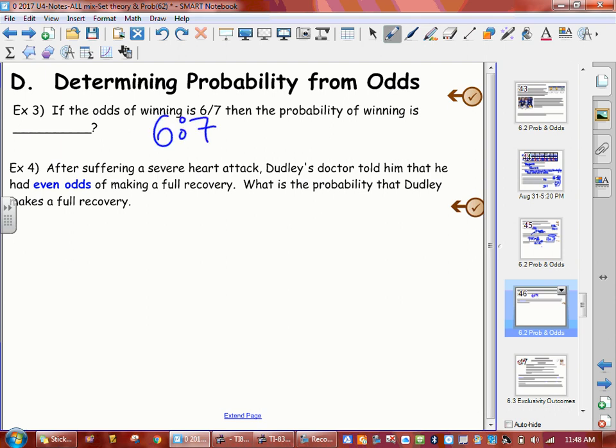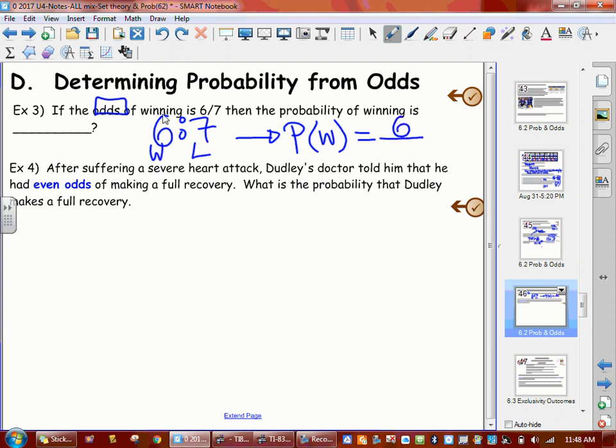So odds, so you want the probability of winning. So probability of winning. Which number is the win and which number is the lose? 6 is the win, 7 is the lose. So we're going to have 6 on top. What's my bottom number? 13. We have to add them together.